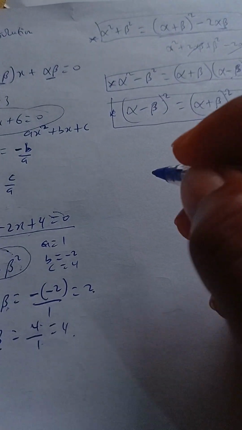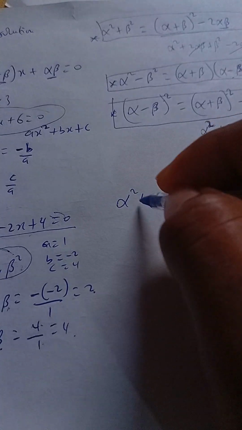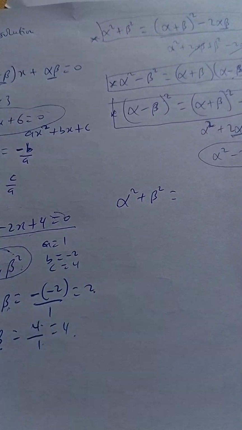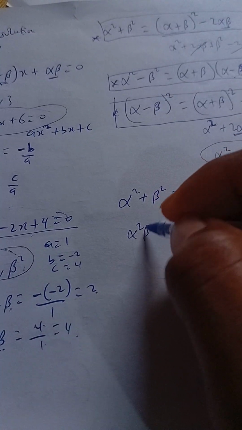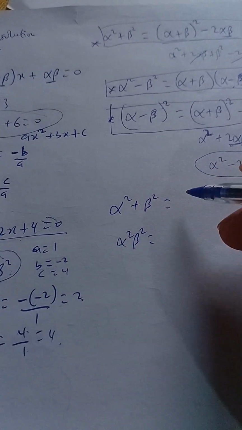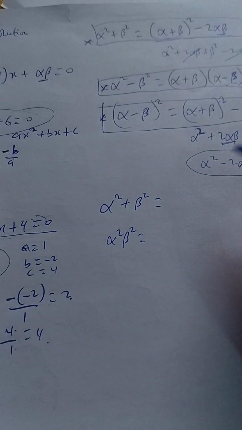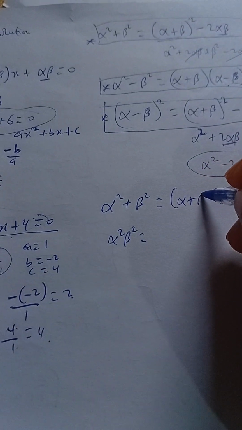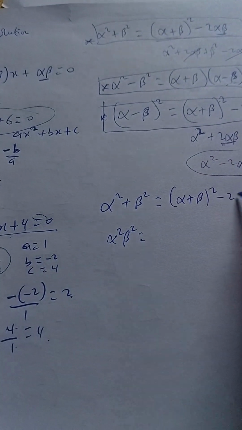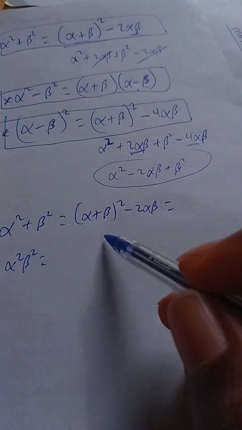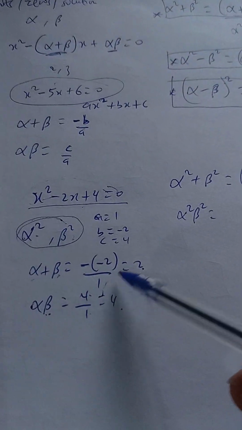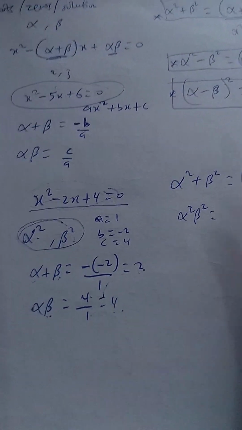Now, the sum of roots for the new equation will be alpha squared plus beta squared, and the product of roots for the new equation will be alpha squared beta squared. So for the first one, we already established that this will give us what? Alpha plus beta all squared minus 2 alpha beta. So we just substitute. What's alpha plus beta? As we found here, it was 2. Alpha beta was 4.